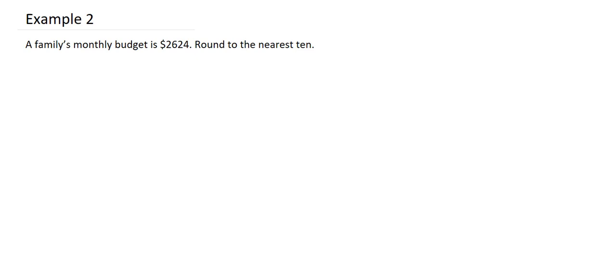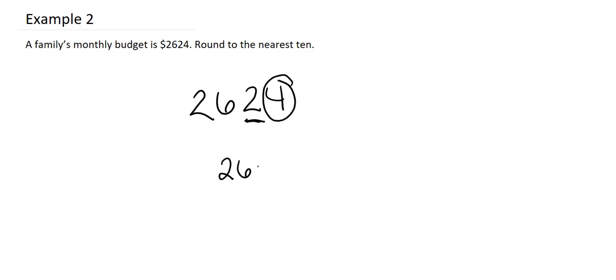Example 2. A family's monthly budget is $2,624. Let's round that to the nearest 10. So if we have 2,624, and we're looking at the 10, so we have 1s and 10s. We're going to circle that 4 to indicate if we're rounding up or down. Let's put this in perspective. Are we going down, which is going to be 2,620, or we're going to round up to 2,630. So which 10 is it closest to?